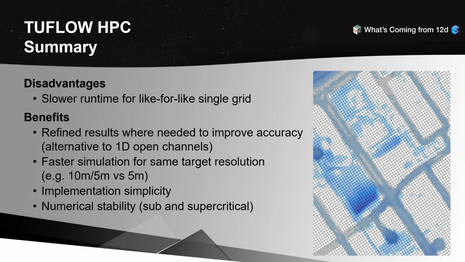So yeah, look, in summary for Quadtree, it's worthwhile noting that in a like-for-like sense, Quadtree actually does run slower. So if I was to run Quadtree just using a single resolution, because it's a mesh solution, it would run slower than HPC, which is a grid solution. But once you implement some intelligent mesh design, so very selective about where you're refining your mesh, you can get some great runtime benefits. Your models can run a whole lot faster. Other benefits with this solution are the implementation simplicity. It literally takes minutes to implement. And also the numerical stability. It's a really robust solution.